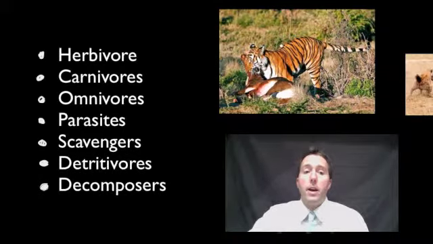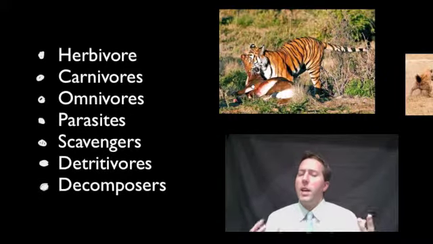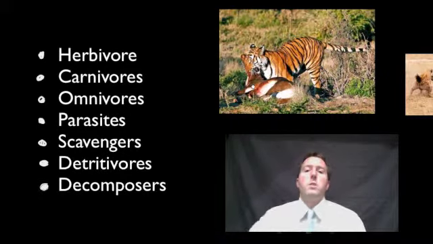And here's an example of a carnivore, a tiger, eating a herbivore. So this is a deer or something like that. We're obviously omnivores, we eat plants and animals, but eating each other is not the only way that organisms interact with each other.